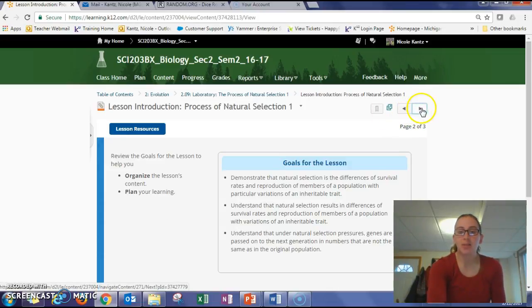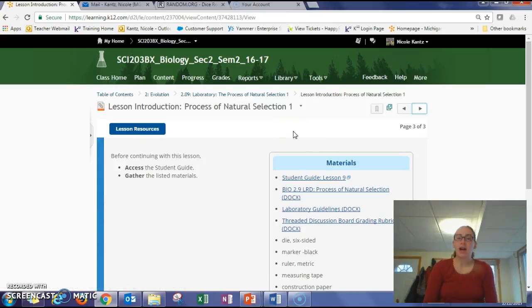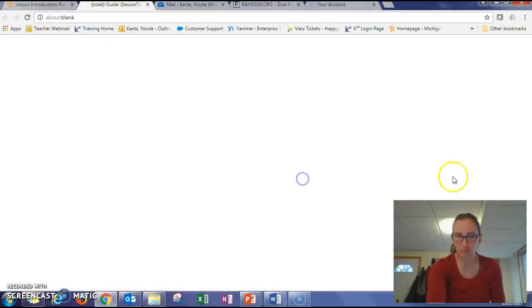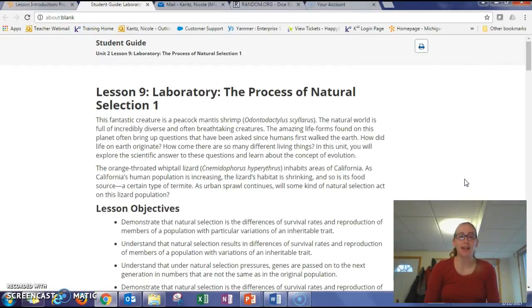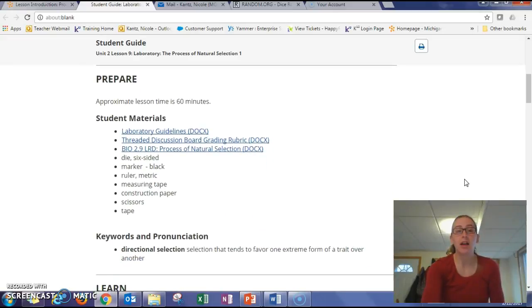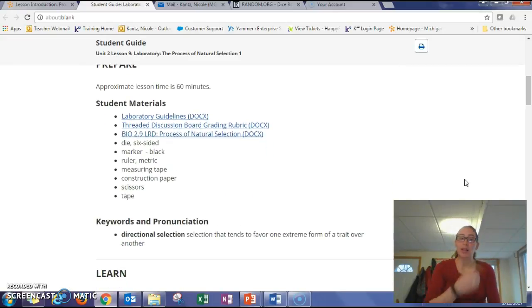I'm going to skip through this, but what you're going to want to print off first, and I suggest printing it off and not just having it up, is this student guide right here, lesson 9. If you don't have this open and you are not following the instructions, you are not going to succeed at this lab because it is based off of all of these step-by-step instructions. So you are going to want this in front of you. It's going to share with you what you need as well.